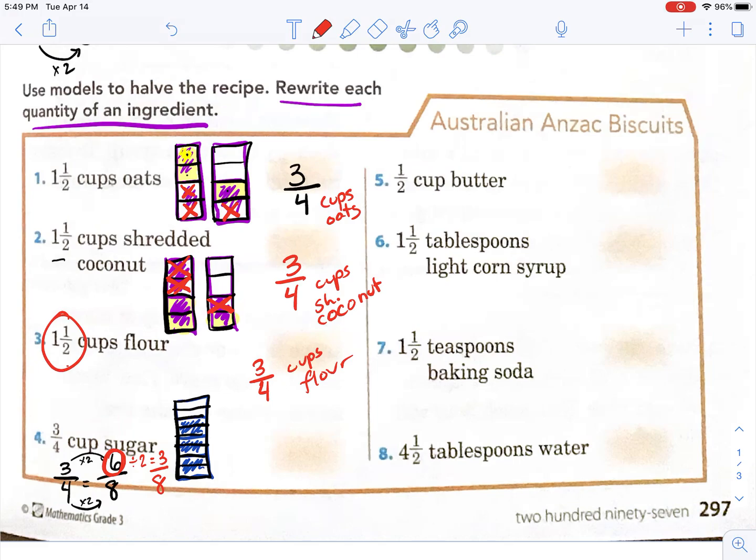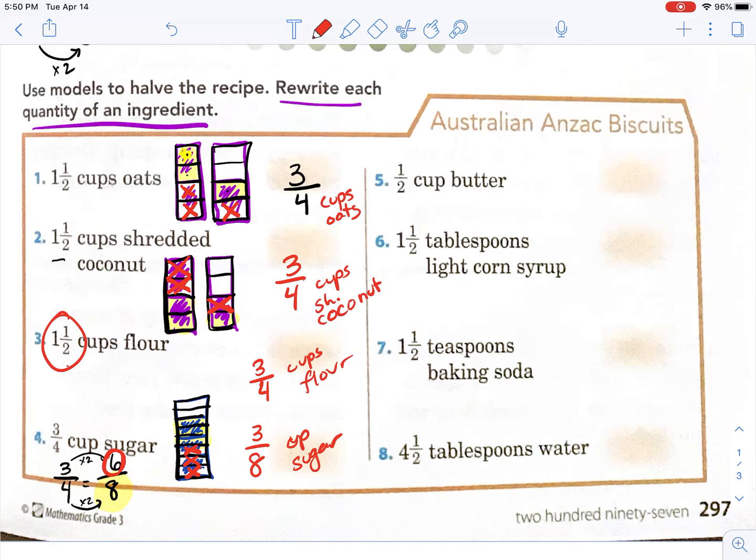Well, let's look back at the picture. There we go. Let's get rid of half of these. Getting rid of half of 6 is, I'm going to get rid of 1, 2, 3. Let's see what we have left. I bet you know. 1, 2, 3. I have 3 what? 3/8 because I cut these into eighths. So this is 3/8 cup, oops, of sugar.